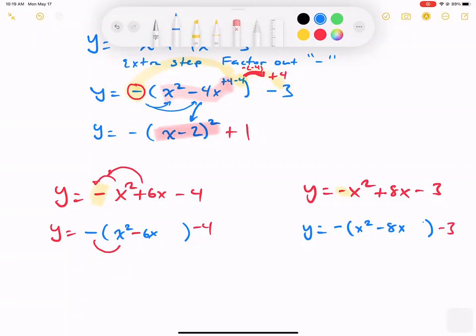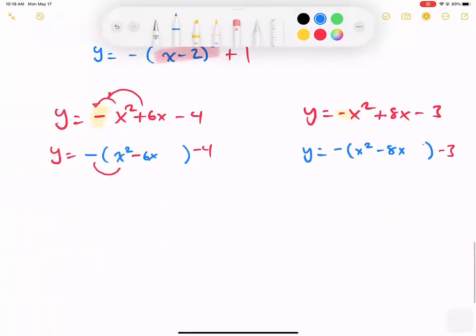Now that we have a pure x squared, we can finally start to complete the square. This first step is not completing the square. It's actually prepping. We're just prepping the work so we can easily complete the square. Y is equal to, here we go, negative, draw your bubble. Y is equal to negative bubble time. Now, what would you put in this bubble?